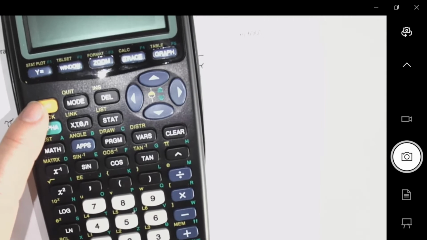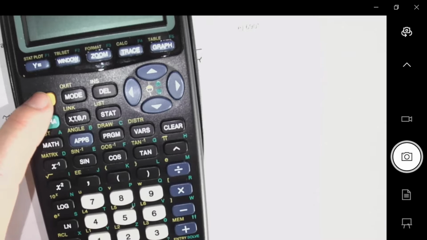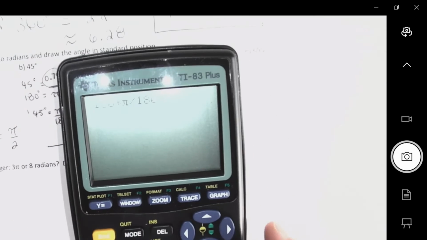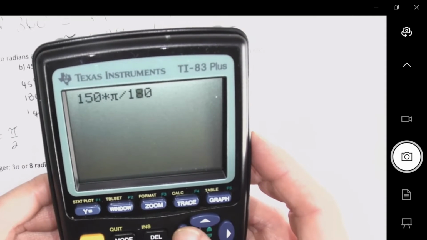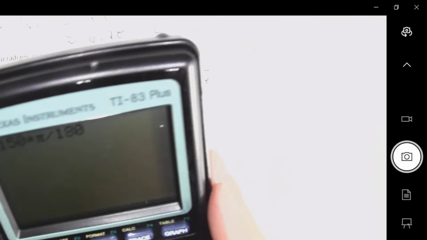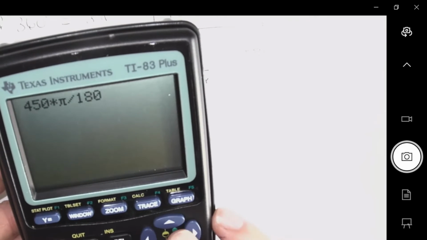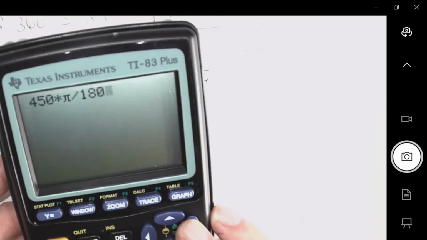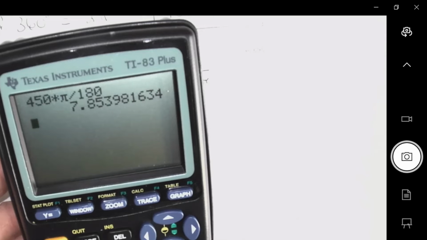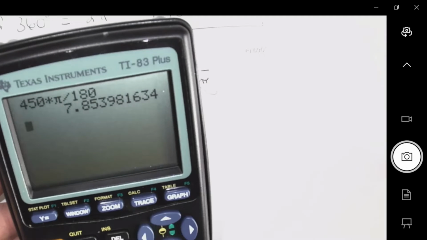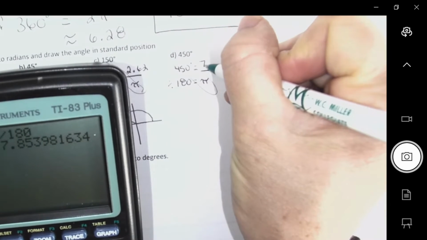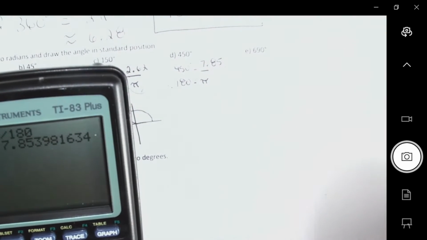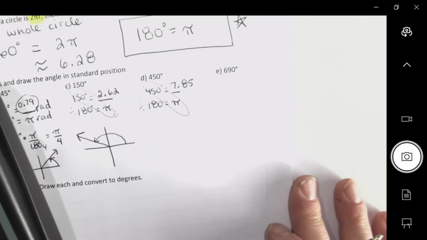Did you know that you can bring stuff back on your screen by pushing second enter? And the last thing I typed is on there, and now I can be lazy and just change it to 450. Okay, so that's just a little trick on your calculator if you're typing stuff and want to not enter it again. So we knew it was bigger than 6.28. So that makes sense.